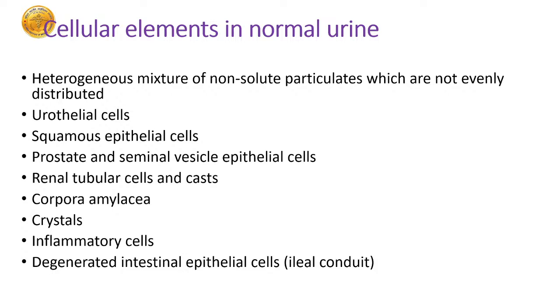Right. So as you know, urine is a heterogeneous mixture of several particulates, namely urothelial cells and squamous epithelial cells. Some cells may come in from the prostate, some from the seminal vesicle.